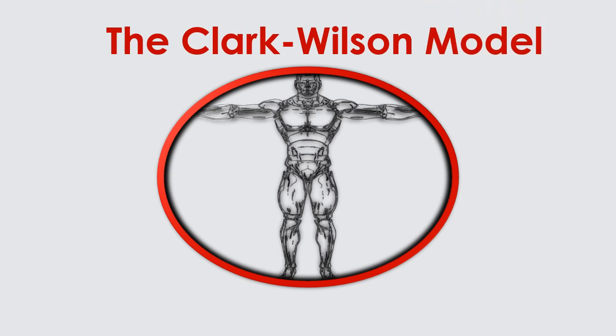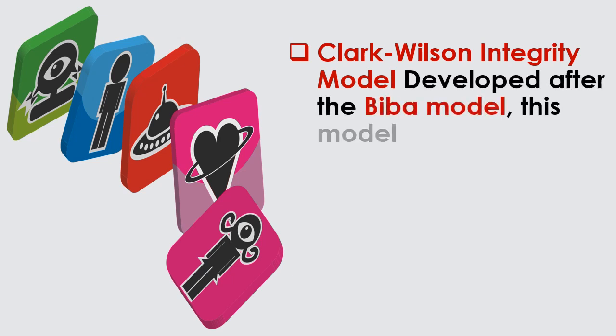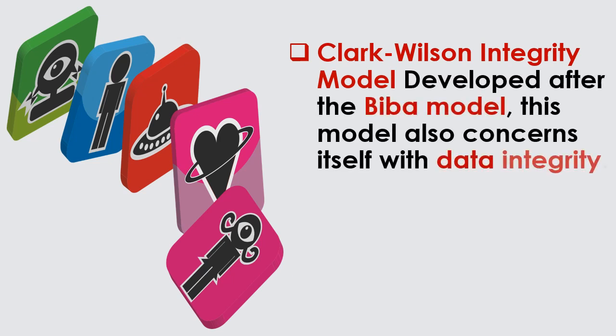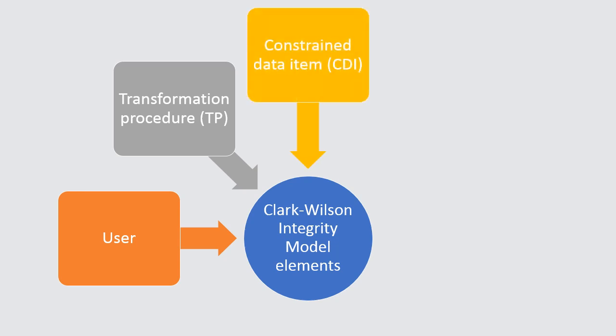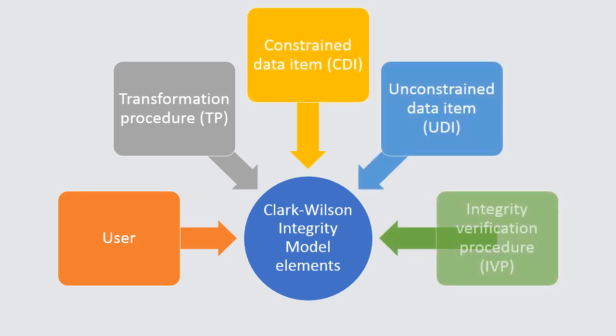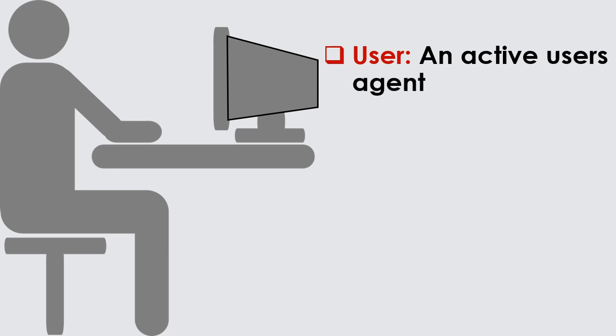Clark-Wilson model. The Clark-Wilson integrity model was developed after the Biba model, and this model also concerns itself with data integrity. Its elements are user, transformation procedure (TP), constrained data item (CDI), unconstrained data item (UDI), and integrity verification procedure (IVP). User: an active user's agent.